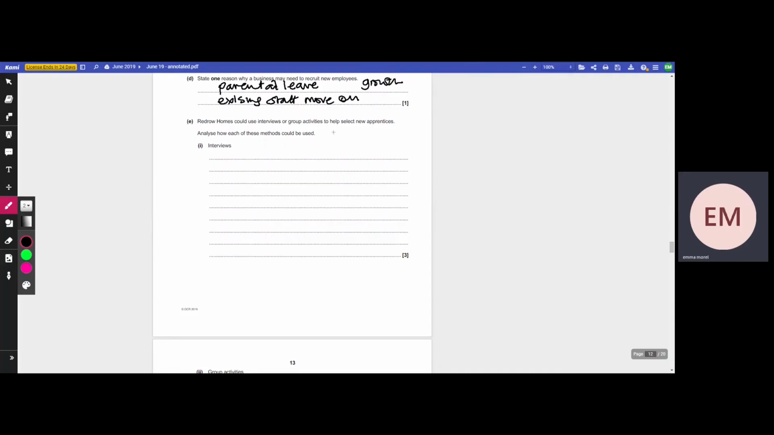So how could interviews be used to help select new apprentices? So we really need to think about what is different between an interview and a group activity. So obviously the biggest thing is probably that interviews are going to be 1-to-1. And what are they going to allow us to find out? So interviews will allow a 1-to-1 conversation. We can find out perhaps more in-depth things than they've put on their application form if we assume that they've applied for a job. And then we can ask them about maybe an experience that's relevant to house building. So we've got to get some context in there as well.